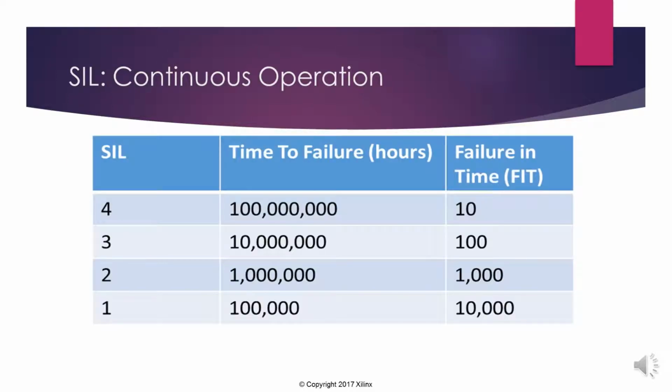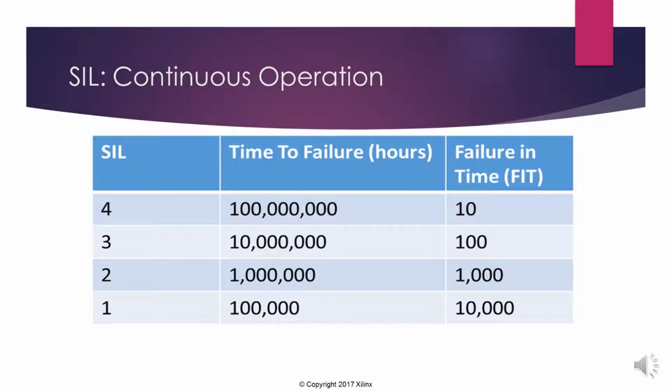So IEC 61508 defines a number of what are called safety integrity levels. It actually defines them in two types. It defines one called continuous operation, where the equipment is operating continuously, and one called on demand. So for the applications, we're going to look at the continuous operation one.